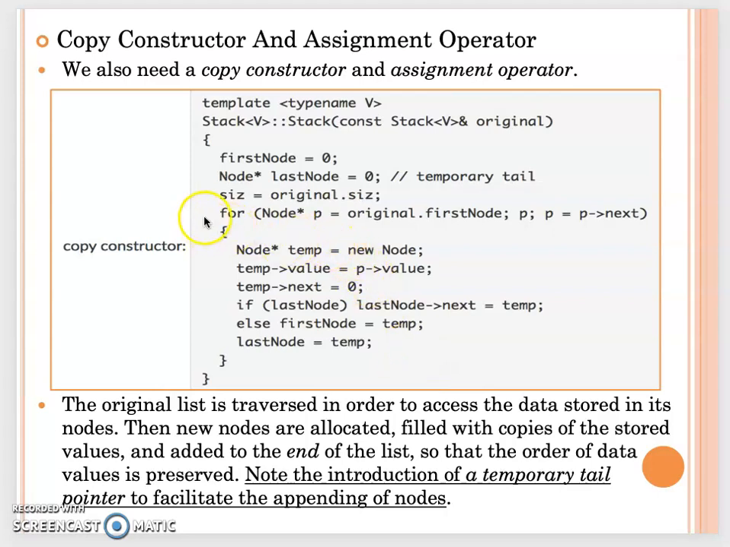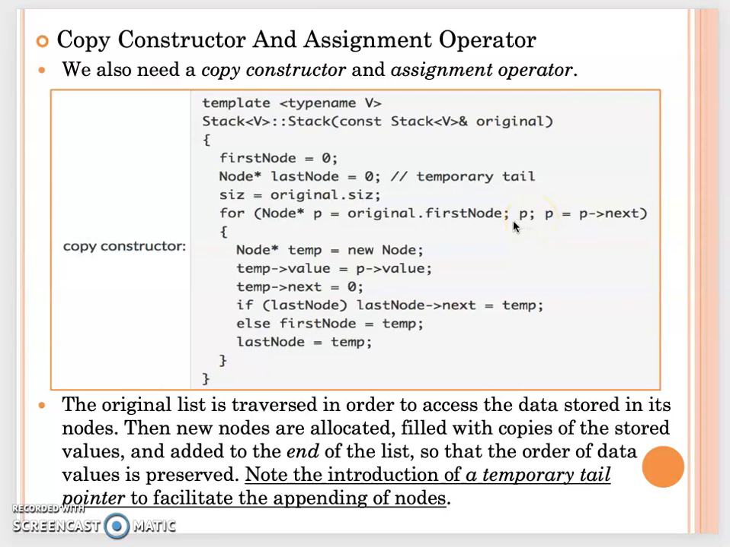Right, let's continue to finish this for loop, how we should make a copy of a linked list. When you have the original stack, we're using p equal to the first node, then we just iterate: the next one is p equal to p next. When p reaches the end, p will equal 0, so we finish.